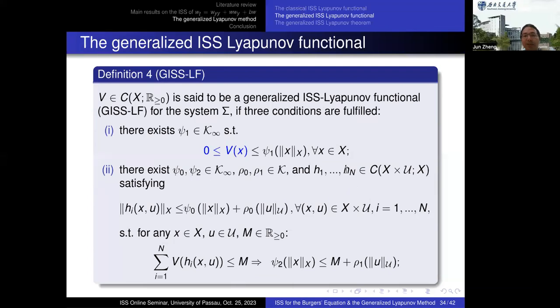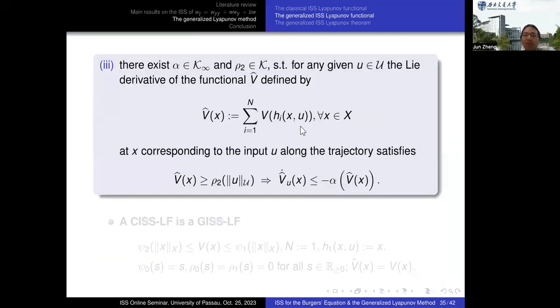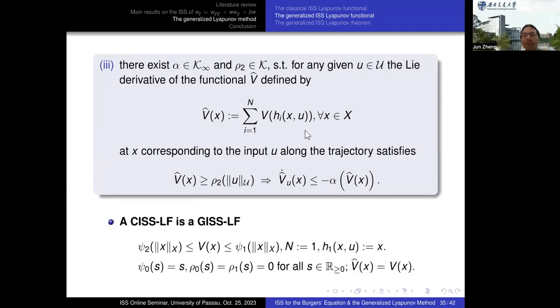So if these three conditions are fulfilled, then we call the function V a generalized ISS Lyapunov functional. By using this definition, we can say that a classical ISS Lyapunov functional is also a generalized ISS Lyapunov functional. In fact, for a classical ISS Lyapunov functional V, we find H, which is given by X itself. So all these three conditions are fulfilled, so it must be a generalized ISS Lyapunov functional.